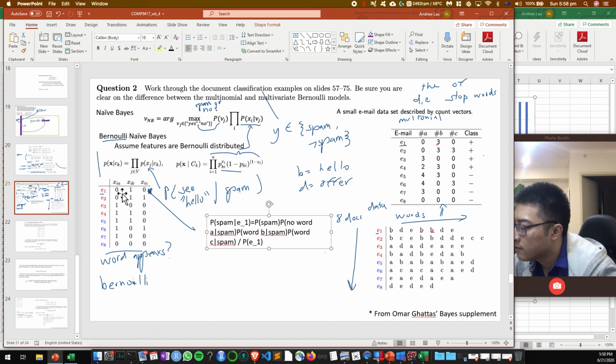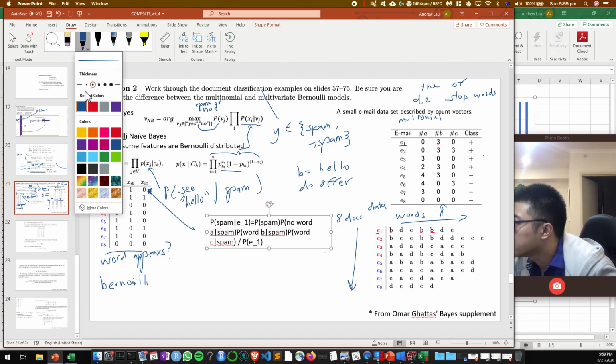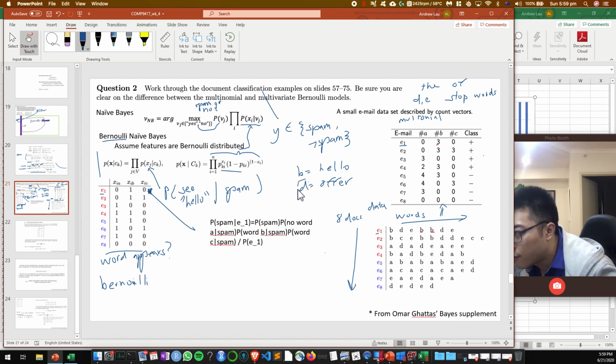So given it's spam, the probability of seeing the word A, say hello, is independent of the probability of seeing, let's say, offer. Maybe A is offer. So whether or not you see the word offer, it's independent of whether or not you see the word hello.